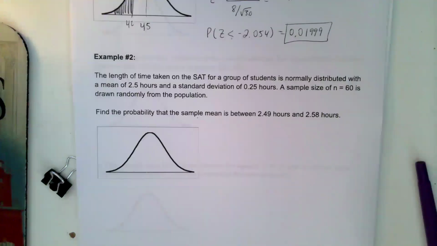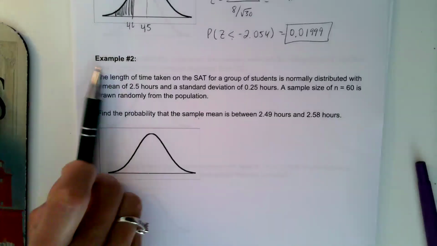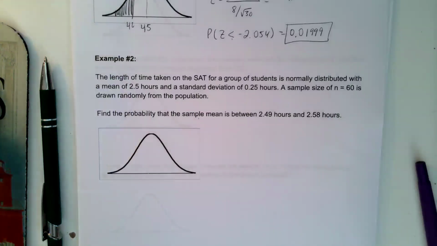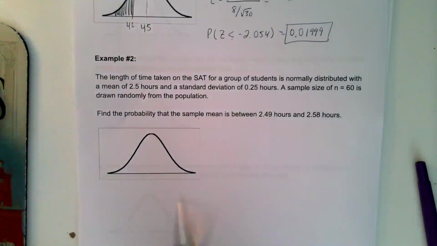Example 2. The length of time taken on the SAT for a group of students is normally distributed with a mean of 2.5 hours and a standard deviation of 0.25 hours. The sample size of 60 is drawn randomly from the population. Find the probability that the sample mean is between 2.49 hours and 2.58 hours.